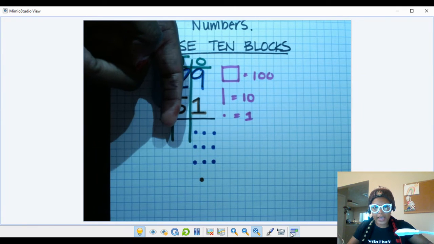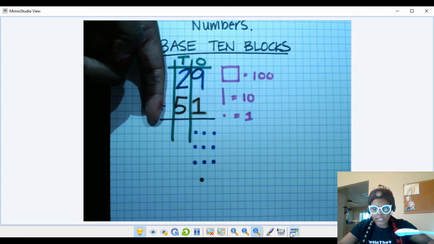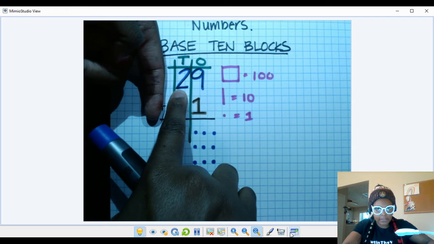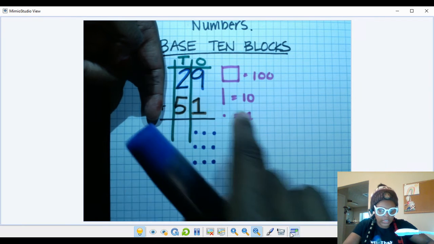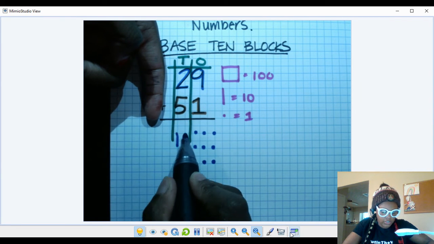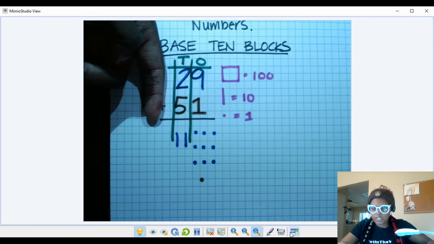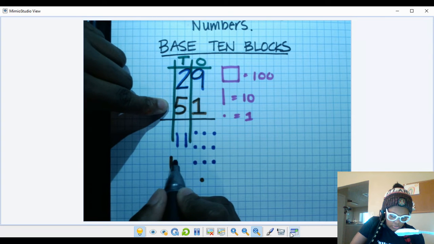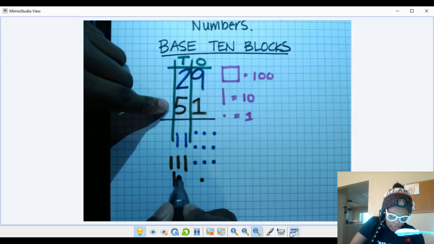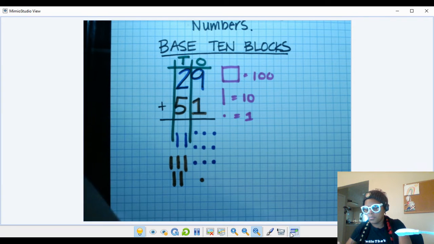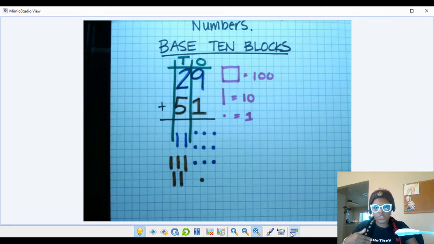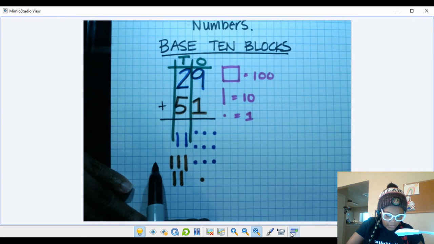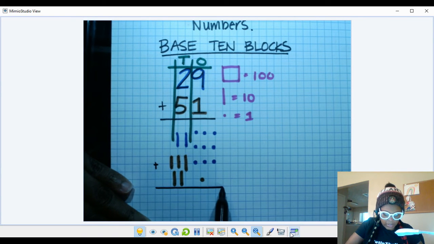Now I'm not going to do any adding yet. I need to come over to the tens column. So now, how many tens do I have? 2. So I'm going to draw 2 lines. 1, 2. How many tens do I have for 5? Well, I have 5. 1, 2, 3, 4, 5. So that's how it should look in base 10 blocks once you've drawn out the image. I'm just going to put my operation in my line.